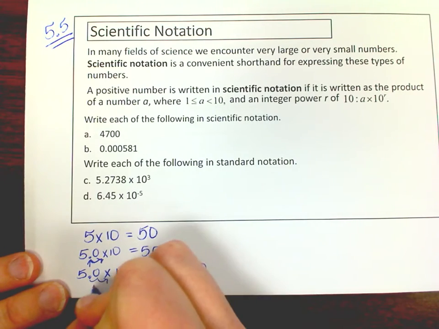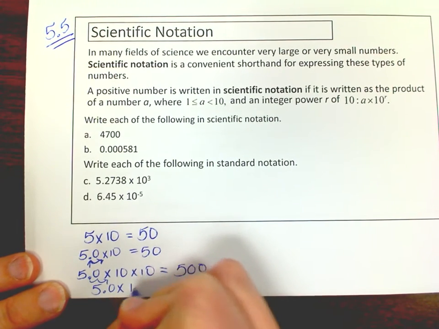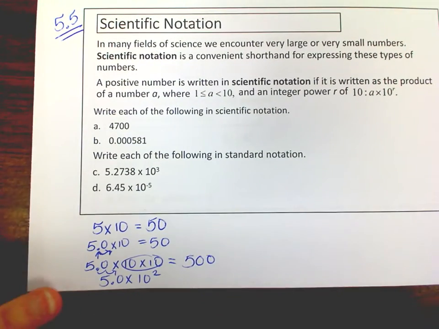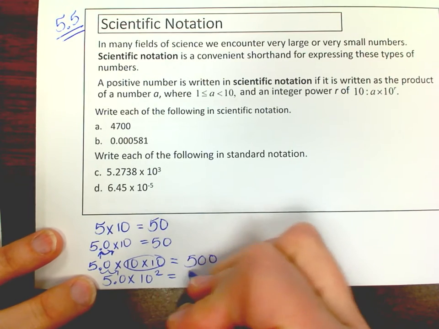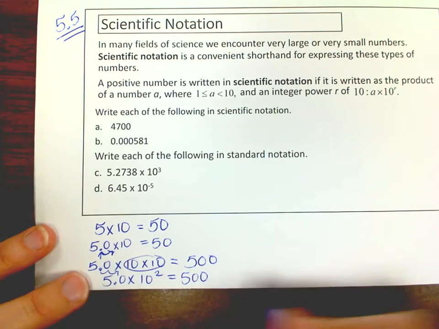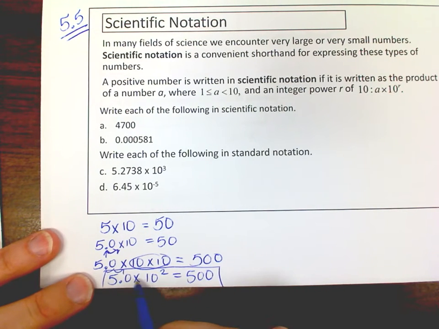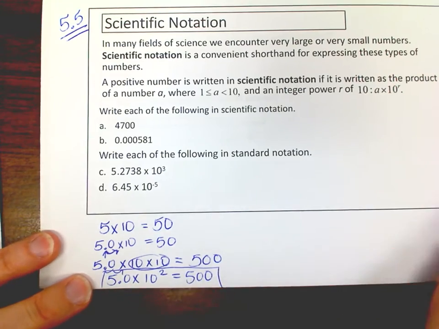So I can rewrite that as 5.0 times 10 squared, because we know that 10 times 10 is the same thing as 10 squared. So I could say that 5.0 times 10 squared is equal to 500. These are equivalent to each other: 5.0 times 10 to the second power is equal to 500.